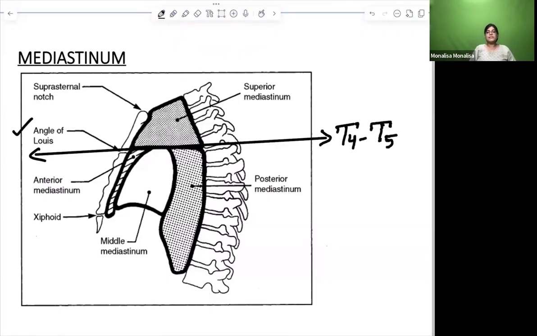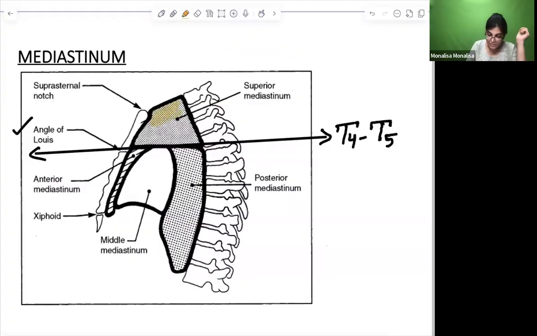So basically what you can see, an imaginary line is passing anteriorly through the angle of Louis and posteriorly through the T4 and T5 thoracic vertebra. The space lying above this line is the superior mediastinum.